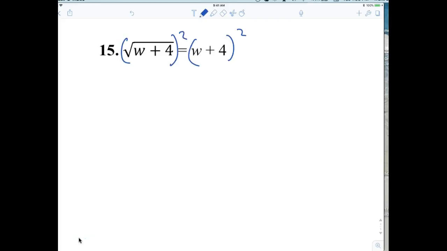I have all kinds of problems here. W plus 4 equals. Now what is W plus 4 squared? Everybody says W squared plus 16. No. Squaring W plus 4, guys. Everybody should be able to look at that and say that's just W squared plus 8W plus 16. All right, the reason why that is, we're going to go in slow motion.